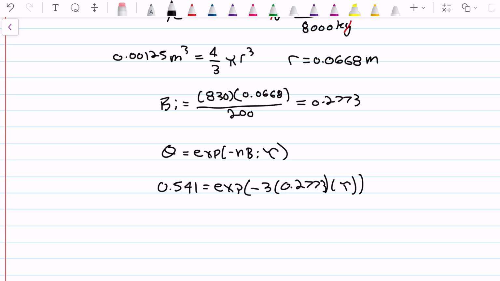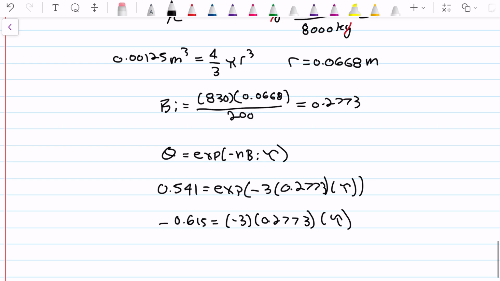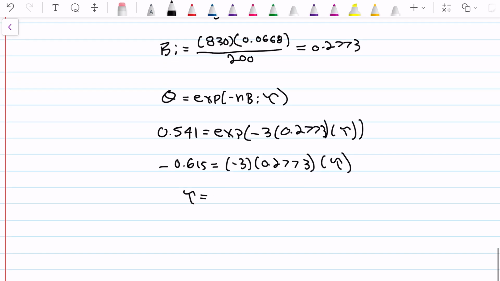Okay, there we go. Negative 0.615 equals negative 3 times the Biot number times tau. Divide over negative 3, divide over our Biot number. You get a Fourier number of 0.739.